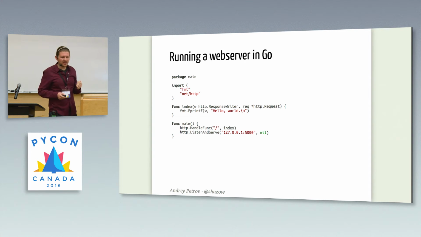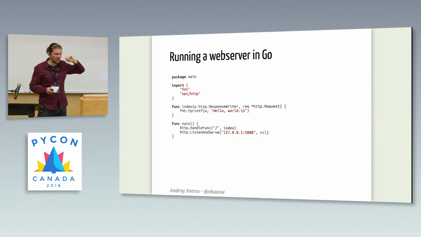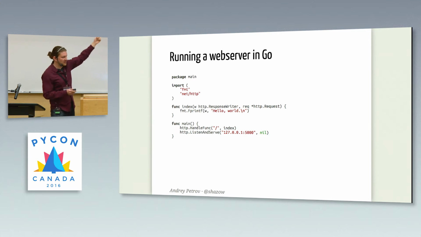To give you an idea of what that's going to look like, this is what a web server looks like in Go. This is a very basic web server. We have the name of the namespace at the top, main. We have a few imports. And then if you look in the main function, we assign a handler for /, which is like the index route, to this index method. And then we listen on port 5000. So pretty straightforward.